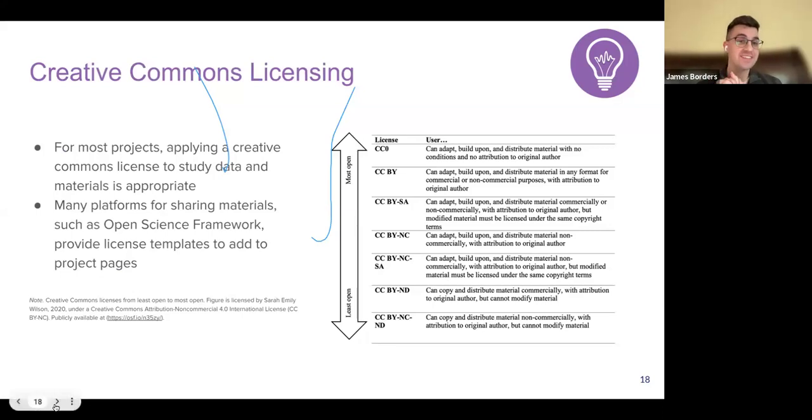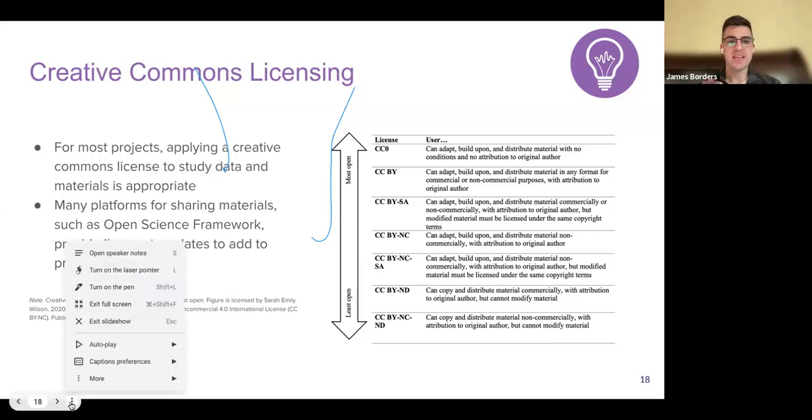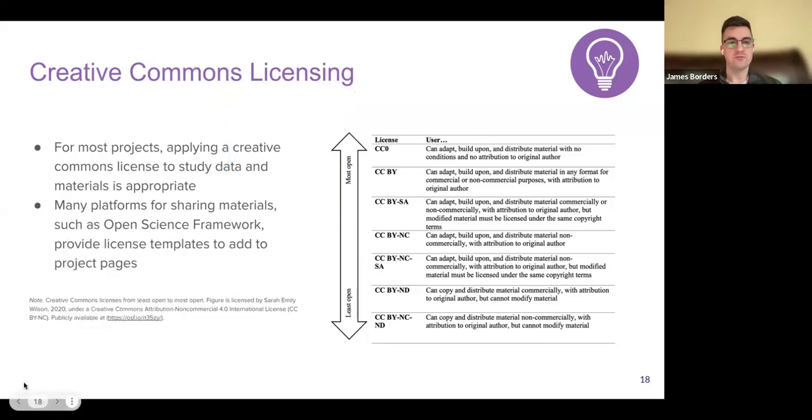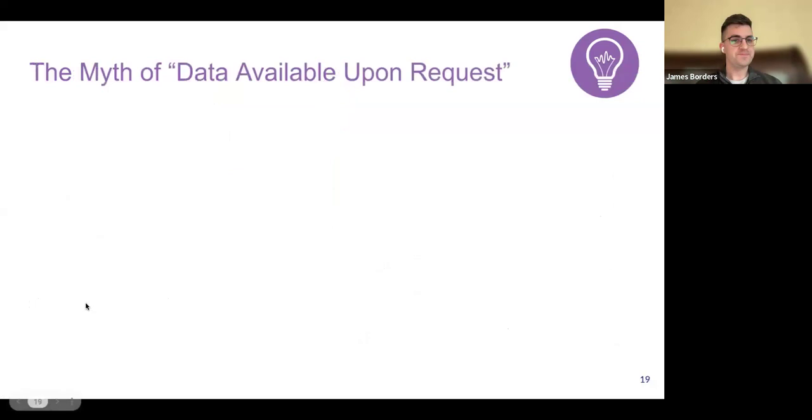Okay, so talking about licensing, you can, like I said, apply a Creative Commons license. We have some on the right here that go from more open to less open. There's a lot of flexibility around that, and there are templates you can use. It's very easy. It's just about picking the one that is right for you. All right, we'll go to the next slide.